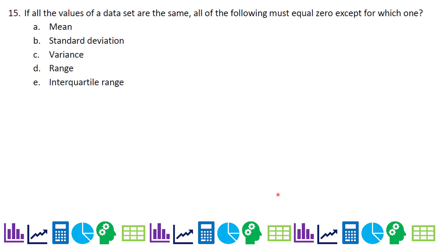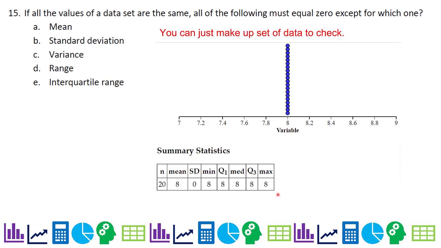Now, if all the values of a data set are the same, all of the following must equal 0 except for which one? Well, let's just go ahead and make up a set of data to check. So I did a bunch of 8s into Statplet just for the fun of it. And you can see the standard deviation is 0. The mean is 8. I chose 8 as my number.